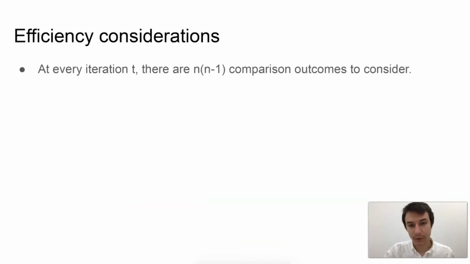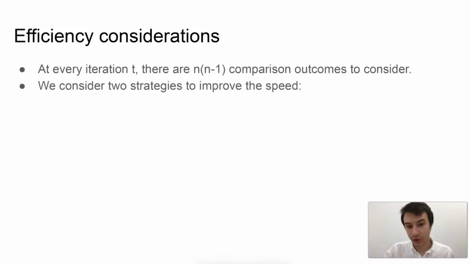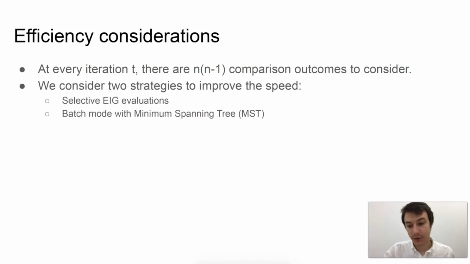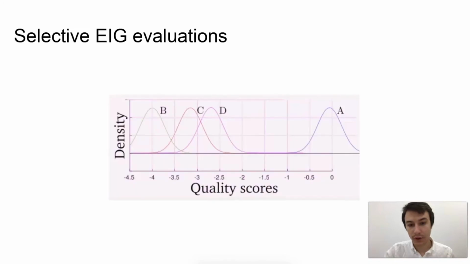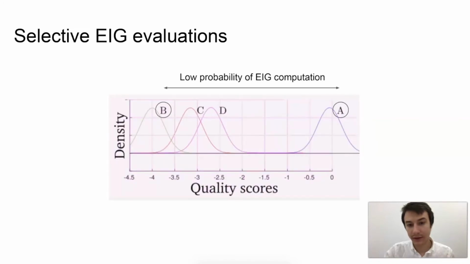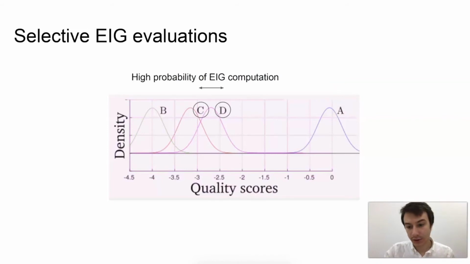One of the drawbacks of such an approach is that we would need a large number of comparison outcomes to consider. And we consider two strategies to improve the speed. One of them is selective expected information gain evaluations, where we evaluate expected information gain only for a subset of possible outcomes, and the other is batch mode, based on the minimum spanning tree. In the selective expected information gain evaluations, with the lower probability, we would be calculating expected information gain for the conditions that are far apart in the scale, and for conditions close in the scale, we would be calculating expected information gain with a higher probability. For more details, please refer to the paper.